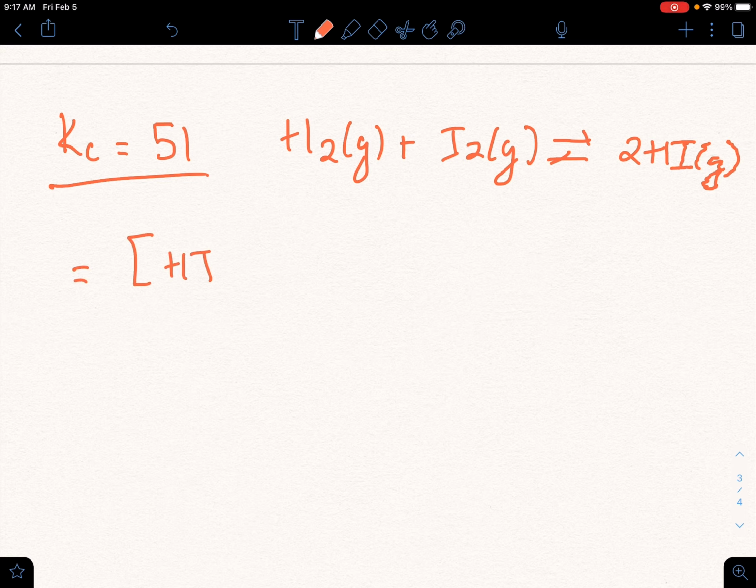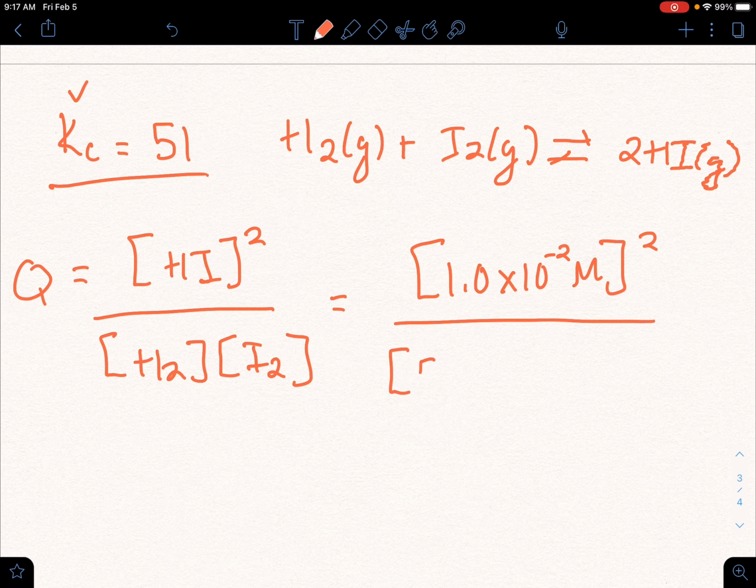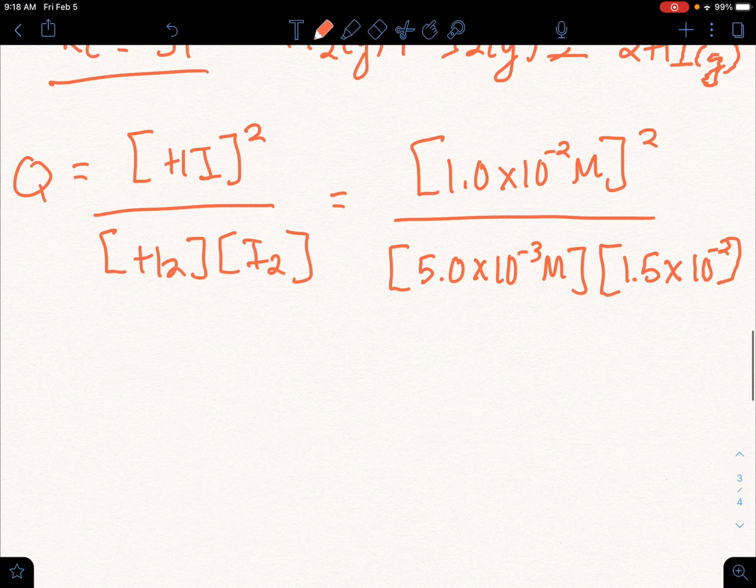We're going to write out Q, because we already know our K. We're looking for the reaction quotient: where is our reaction right now? So it's HI squared over H2 times I2, and then you plug in the values. Let's say I have 1.0 times 10 to the negative 2 molar, squared, and then 5.0 times 10 to the negative 3. These concentration values are all given. We'll plug this into our calculator. Remember, don't forget the squared. And we get a Q of approximately 1.3.